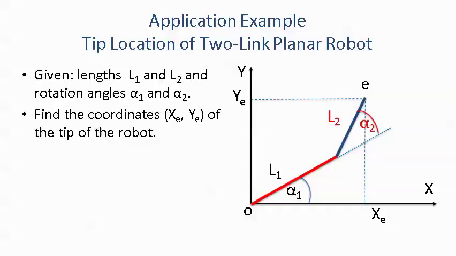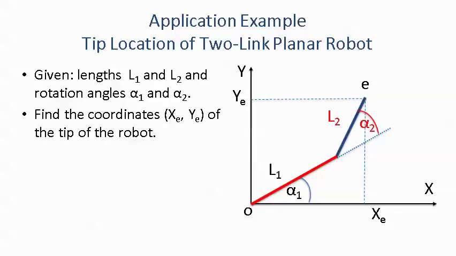Here I've shown angle alpha 2 as the angle that is measured from the extension of L1 to L2. How are we going to approach this? We need to know where XE and YE will be located. We can look at this and apply what we know about the analysis of a single link robot.